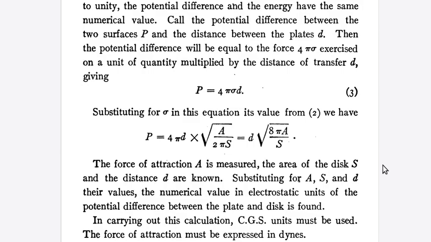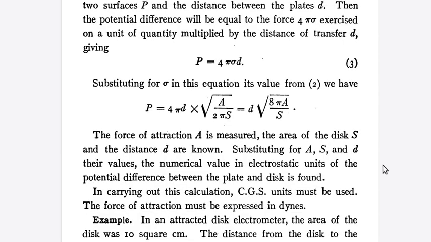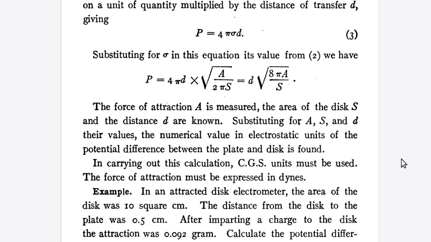This is equation 3. Substituting for σ from equation 2, we have P = 4πd times the square root of A/(2πS), which simplifies to P = d times the square root of 8πA/S. This is equation 4. The force of attraction A is measured. The area of the disk S and the distance d are known. Substituting for A, S, and d their values, the numerical value in electrostatic units of the potential difference between the plate and disk is found. In carrying out this calculation, CGS units must be used. The force of attraction must be expressed in dynes.